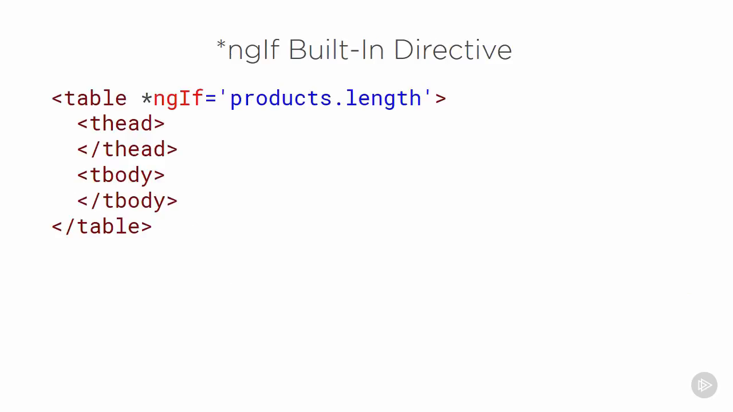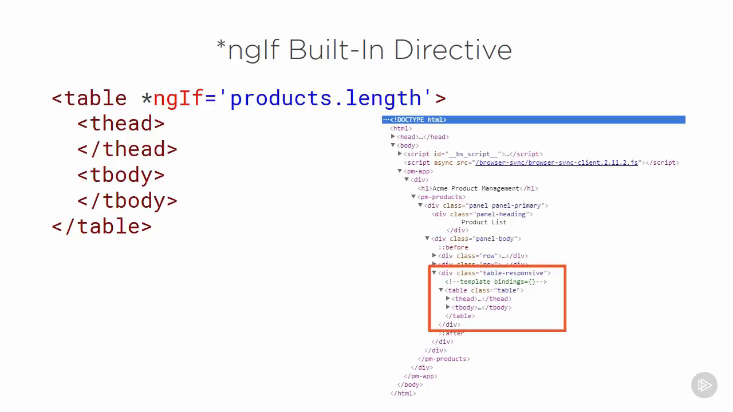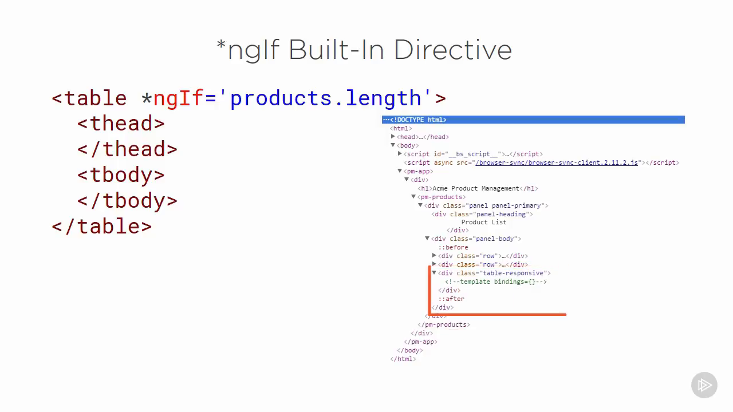ngIf is a structural directive that removes or recreates a portion of the DOM tree based on an expression. If the expression assigned to the ngIf evaluates to a false value, the element and its children are removed from the DOM. If the expression evaluates to a true value, a copy of the element and its children are reinserted into the DOM. For example, say we only wanted to show the HTML table if there are some products in a list of products. We use ngIf on the table element and set it to products.length. If the product list has a length, the table appears in the DOM. If not, the table element and all of its children are removed from the DOM.